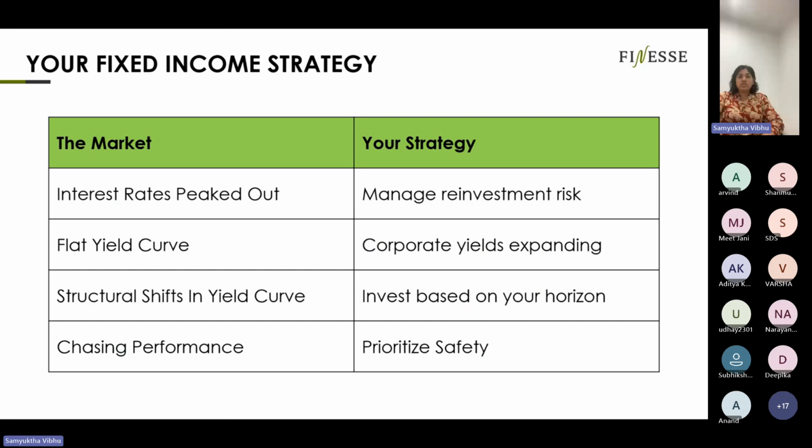So, what should your fixed income strategy be like today? I think one, that interest rates have peaked out. So as an investor, you really need to think about how you can manage reinvestment risk better. We are at a flat yield curve, which basically means that there isn't too much additional reward coming in from taking on more duration risk. So we need to think outside the box. If you're not comfortable taking duration risk, you can look at moving a little bit down the credit curve and seeing whether you're comfortable with where corporate bond yields are.